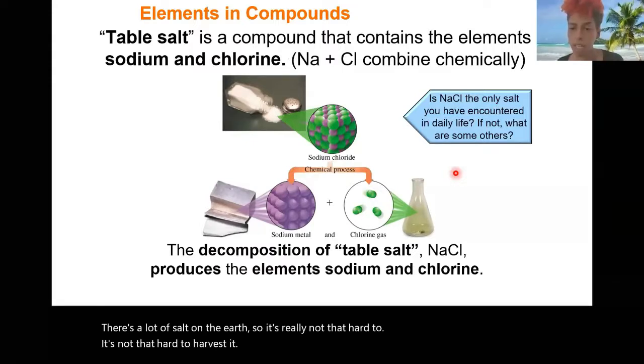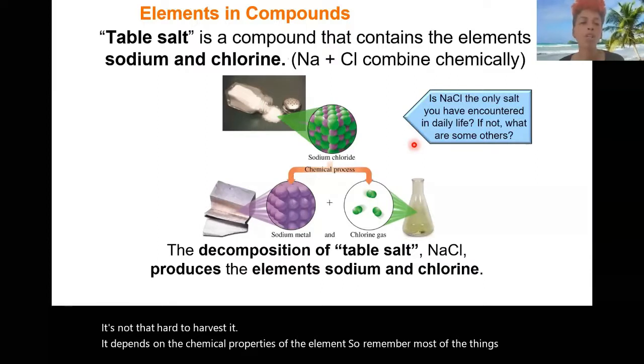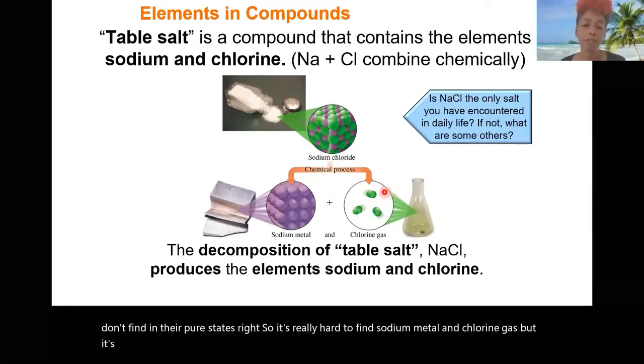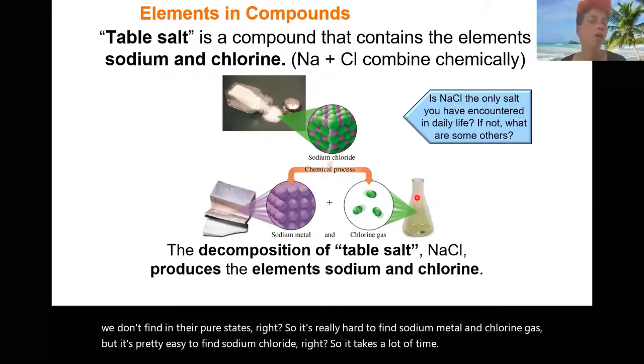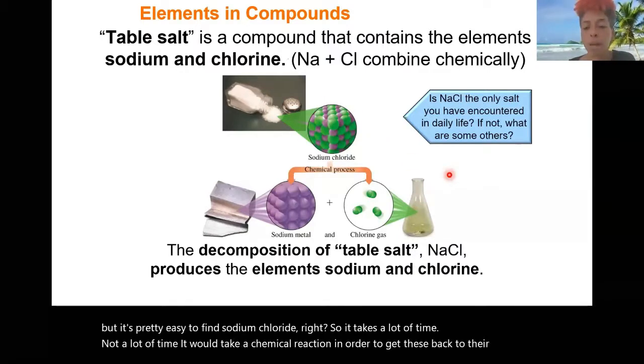So it depends on the chemical properties of the elements. Remember, most of the things in life we don't find in their pure states, right? It's really hard to find sodium metal and chlorine gas, but it's pretty easy to find sodium chloride, right? It would take a chemical reaction in order to get these back to their original properties.